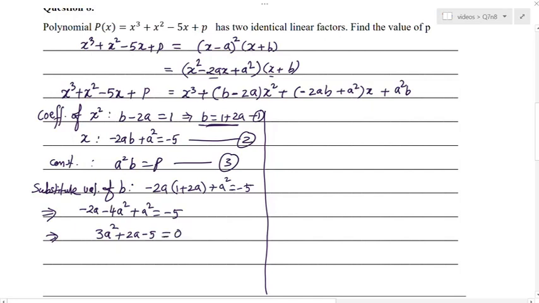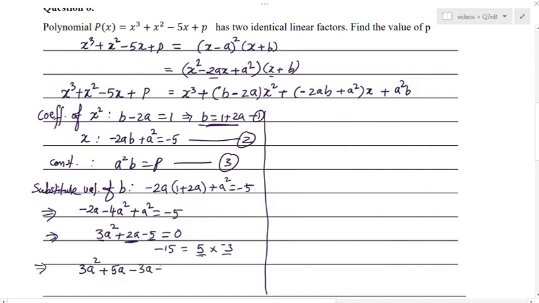This is a quadratic equation in a, and we could use the quadratic formula to solve it, but it would be easier to factorize because I can clearly see that it can be factorized. So how do you factorize it? You have 3 and minus 5 here, so 3 times minus 5 is minus 15. Now we need two factors of minus 15 which, when added, give you plus 2. It's very easy: 5 times minus 3. When you multiply, you get minus 15, and when you add them, you get plus 2. So I'm going to split this 2a in the middle as the sum of 5 and minus 3. I hope all of you are familiar with this.